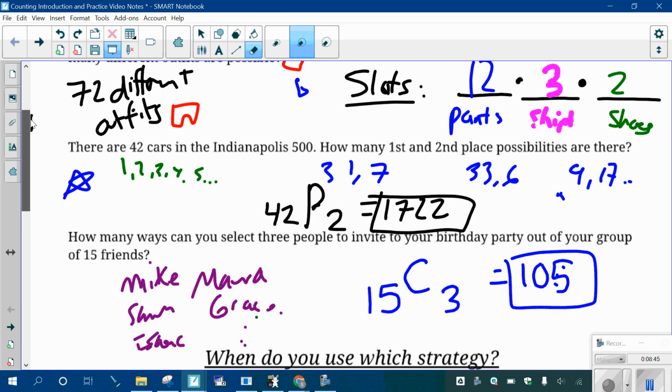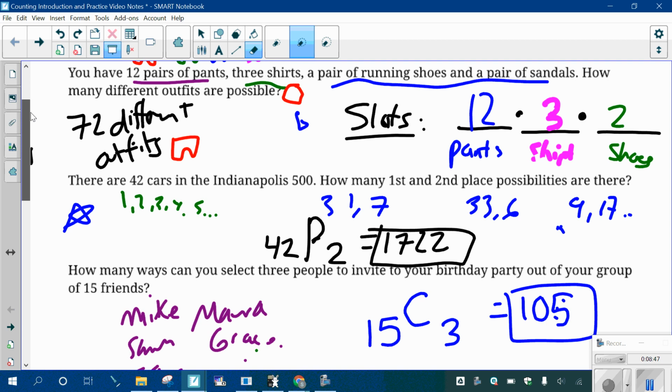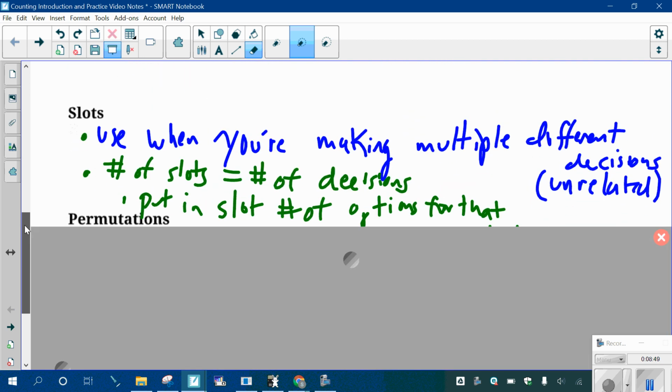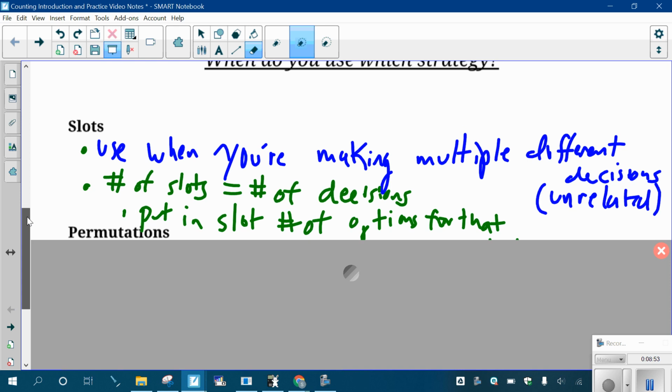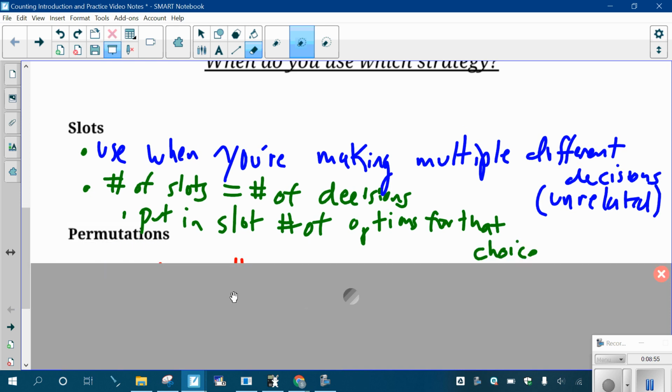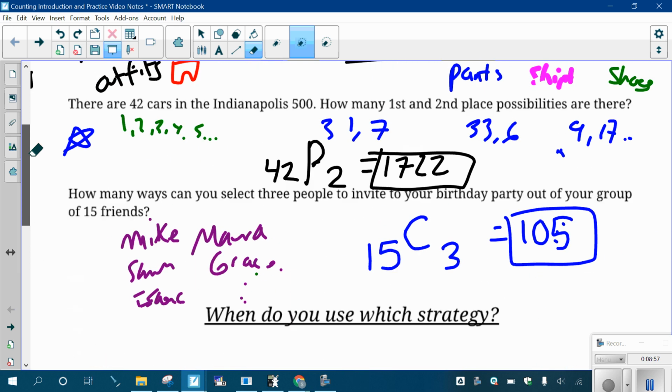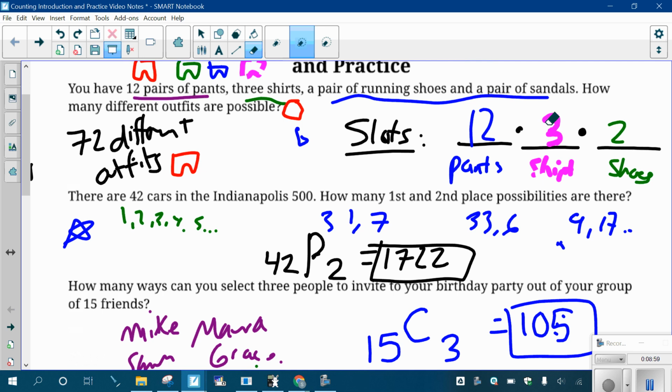So there were 3 slots here because you were choosing pants, a shirt, and shoes. Okay. And you put in the slot the number of options for that choice. So there were 12 pairs of pants, 3 shirts, 2 shoes. So you put in the slot the number of options for that choice, and then you multiply them all together. Okay, and that's how that slots technique works. That one's not too bad.